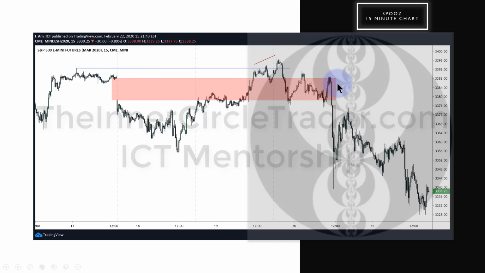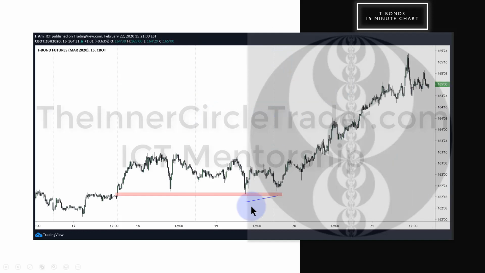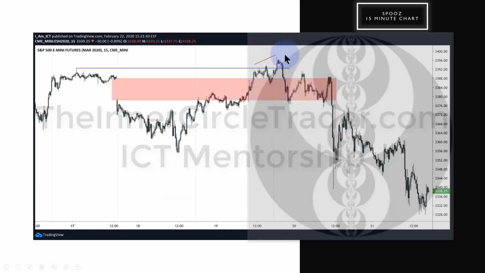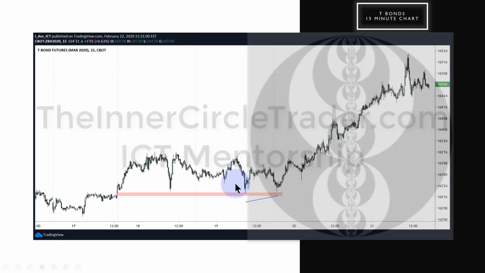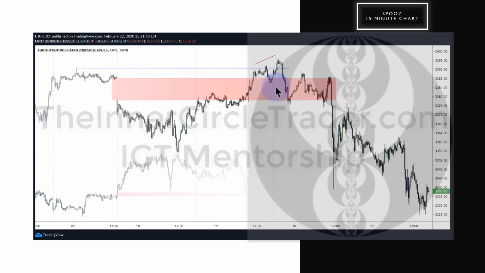Here we have that divergence between the bonds, and here's the bonds, and then you have the higher high in S&P. So what I'm explaining to you here, or trying to explain, is that the bonds should have made a lower low here. In a perfect symmetrical market, a lower bond low here would match a higher high in S&P. This is how you know that this is actual distribution.